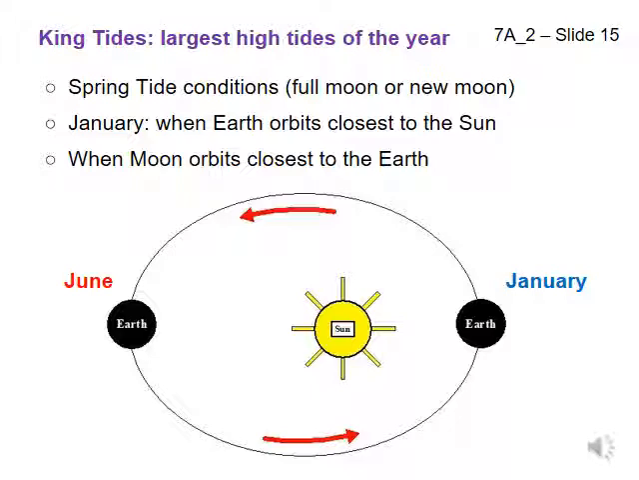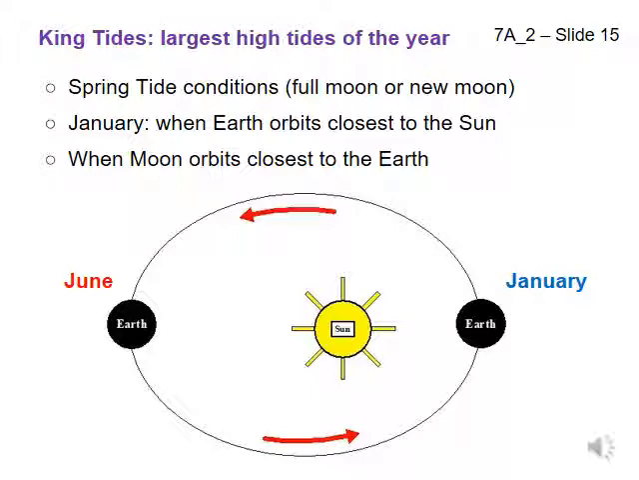The same is true of the Earth's orbit around the Sun. The Earth is closest to the Sun in January and farthest from the Sun in June. Thus, the Sun's gravitational pull is strongest on the Earth and the ocean in January. It will add its pull to the Moon's gravitational pull during spring tides in January. Thus, the largest king tides will occur in January during full moon or new moon, spring tides, when the Moon is at the closest point in its orbit around the Earth.